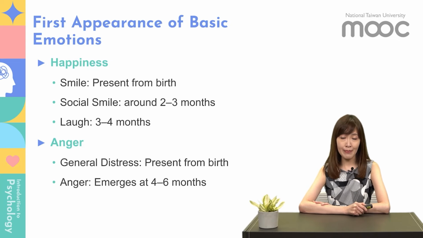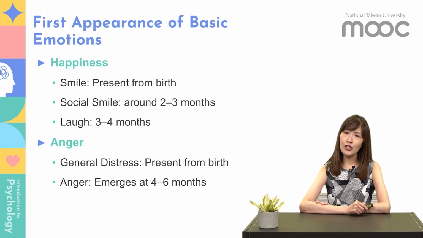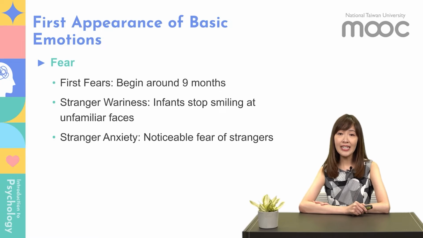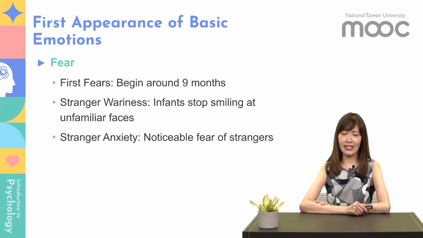In addition to happiness, babies also have anger. They show their general distress after birth, and then later they show their anger. It's usually related to the removal of the things that they like. Additionally, babies also have fear. So babies have fear because they're separated from their caregivers, or they see something that they are afraid of.